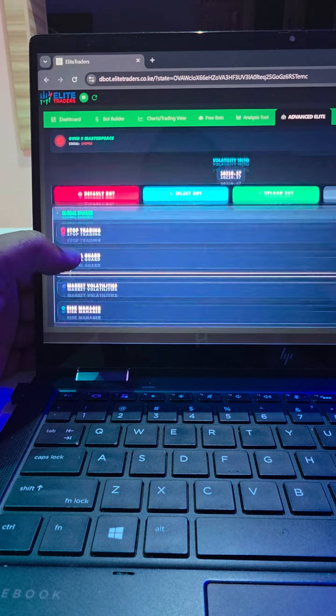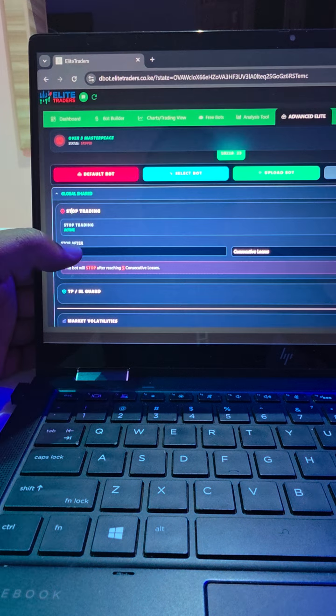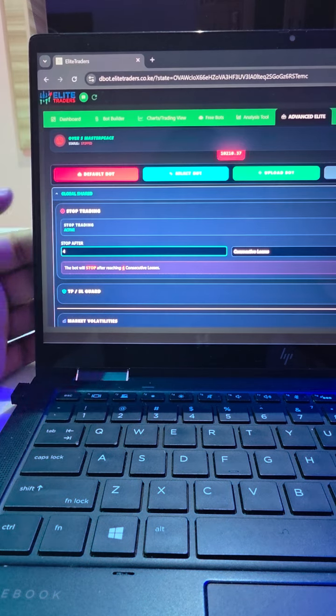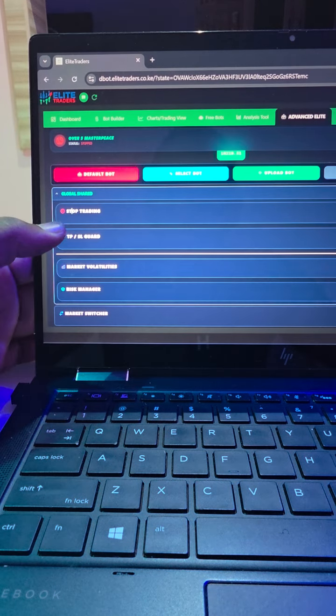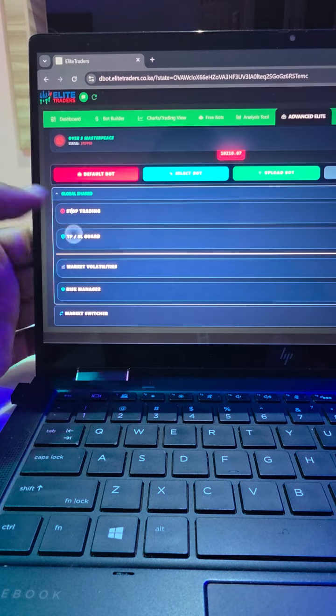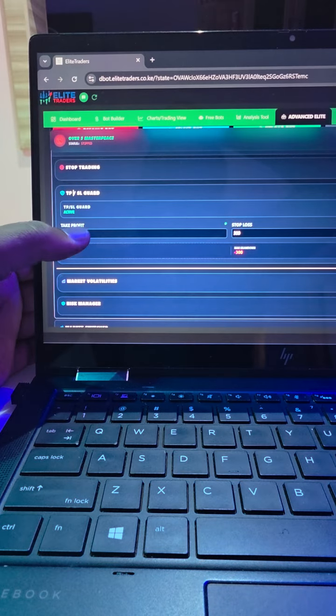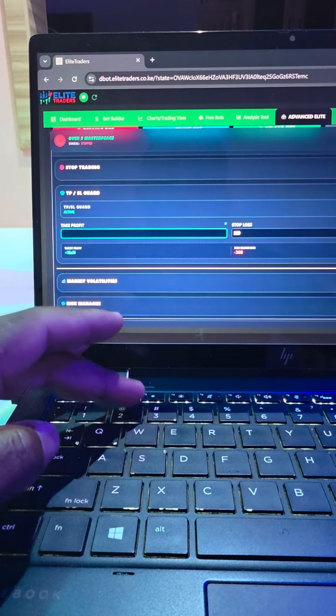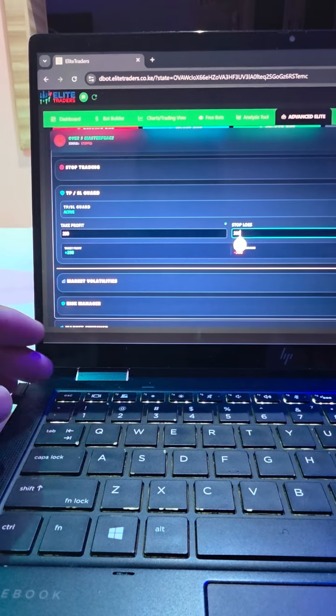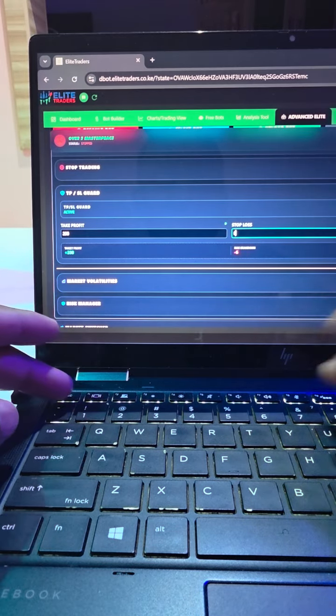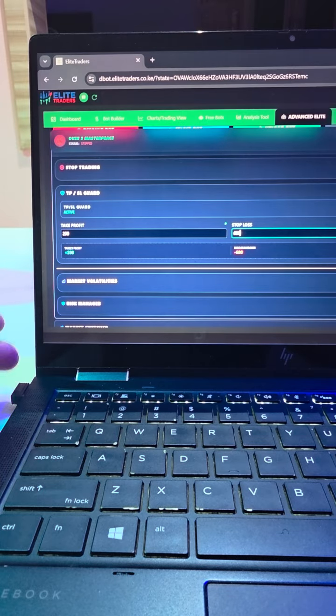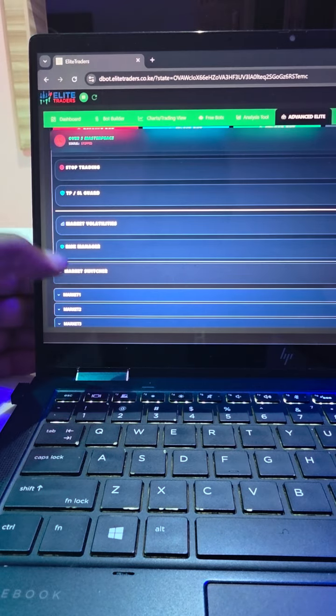For this robot, you just need to open the stop trading option. Let's set up consecutive losses to 4. You can work with 4 or 5, whichever you want. Then let's go to target profit and stop loss guard. Our target profit will only be 200 USD. Our stop loss, let's do like 600. Then close that option.